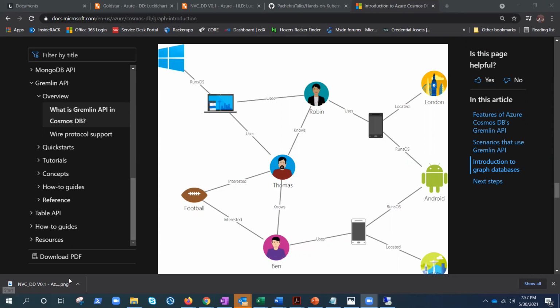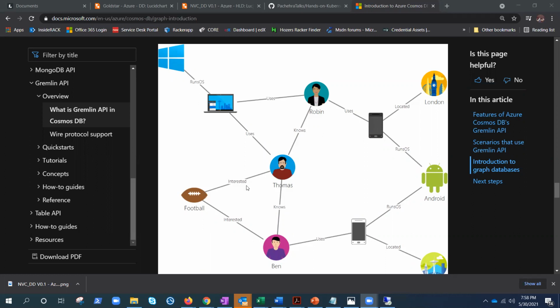Now you must have seen this graph in the MS documentation, where there are objects like Robin, Thomas, laptop, mobile, Android, pen, football, right? So these different objects are connected through some means, for example, Robin knows Thomas. So you see, it is developing some kind of relationship. In this particular scenario where I said Robin knows Thomas, the relationship is knows. Okay, they know each other, or Robin uses a laptop, or Robin uses a mobile phone. So uses is a kind of relationship between the objects, and similarly you can see Thomas knows Robin, or Thomas is interested in football, and so on.